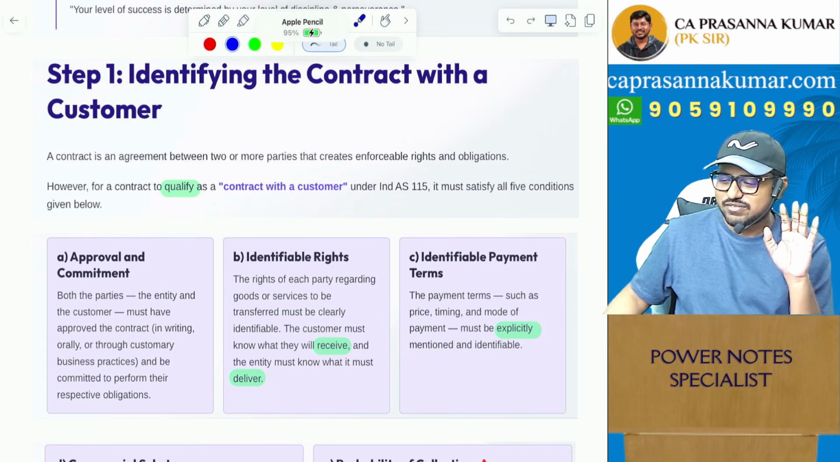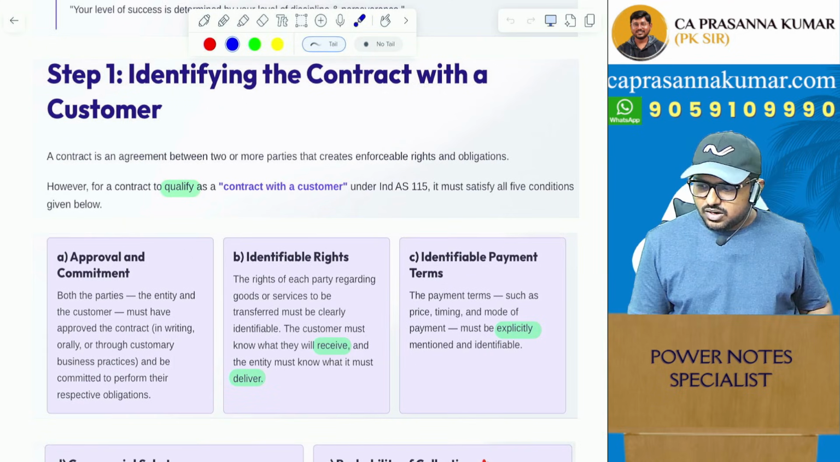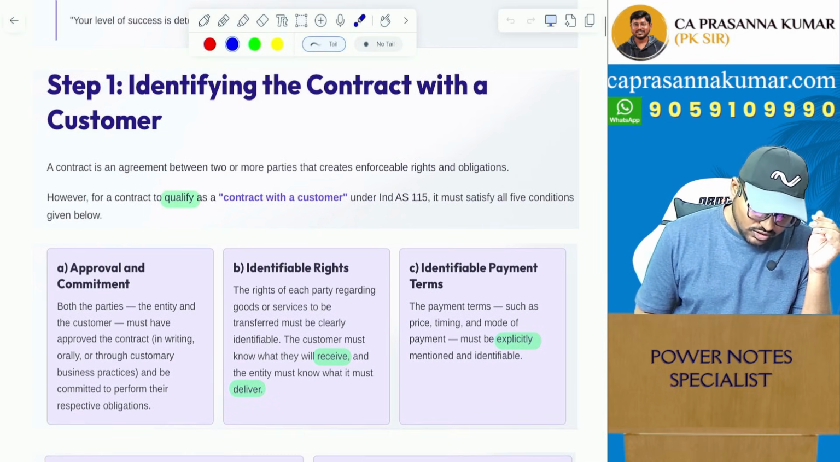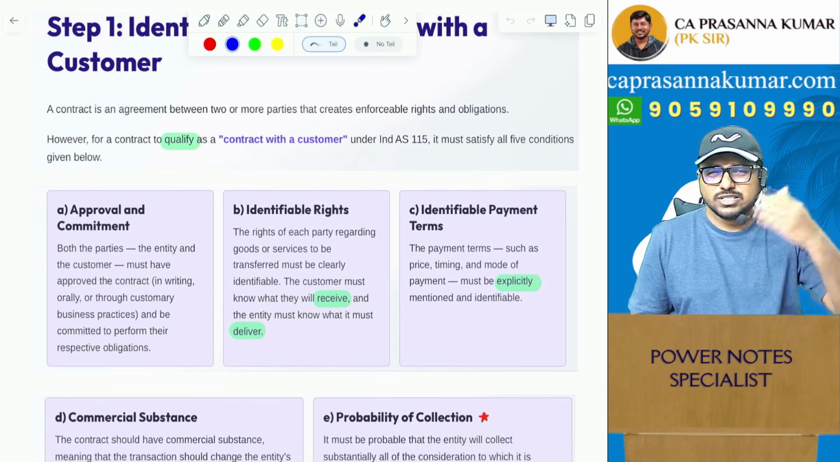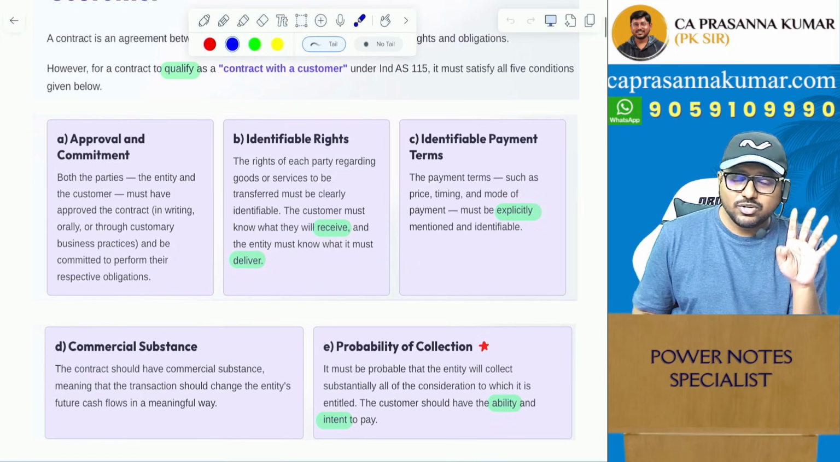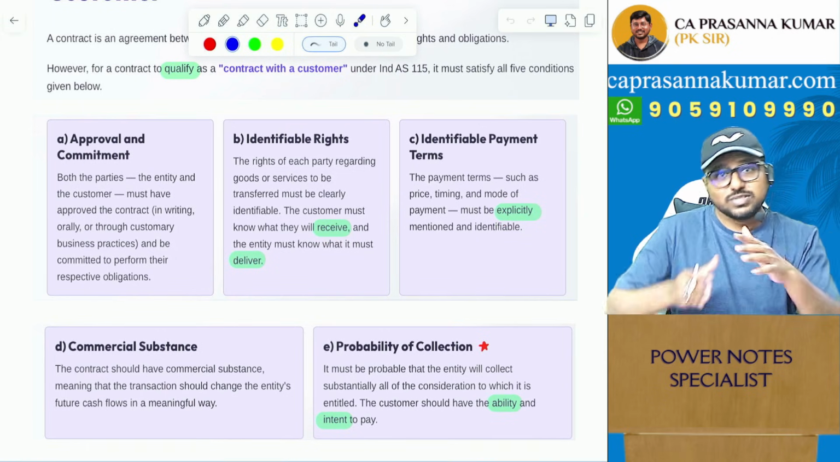Least important is step 1. Alright, let's focus on this. First of all, there should be a valid contract between the customer and the entity. This is the least important step, so we'll just go with one example. Totally, we need to have 5 conditions that need to be satisfied to satisfy step 1.